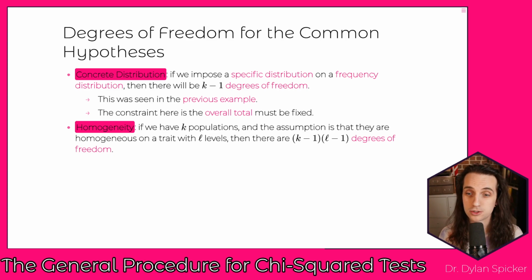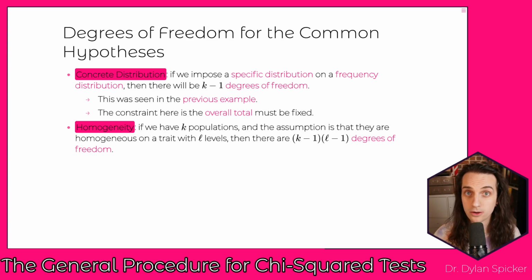If we're going to make the assumption of homogeneity, and we have k populations, the assumption is that they're homogeneous on a trait with L levels, right? So we're thinking about a k by L contingency table here. Then there's going to be a total of k minus 1 times L minus 1 degrees of freedom.